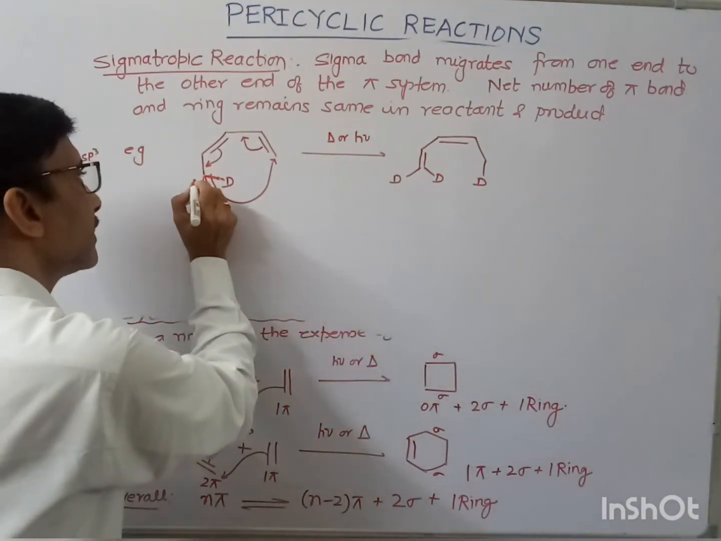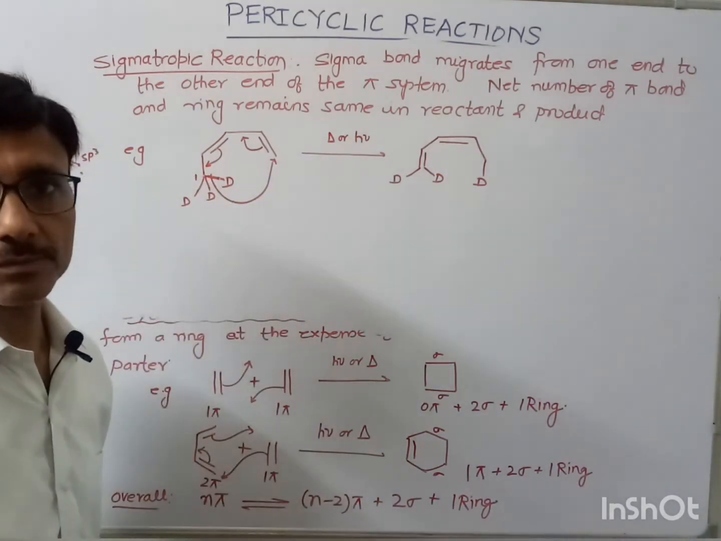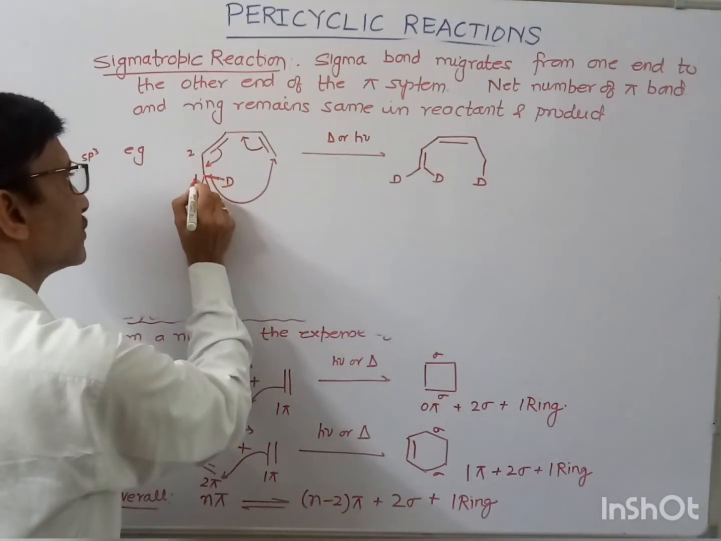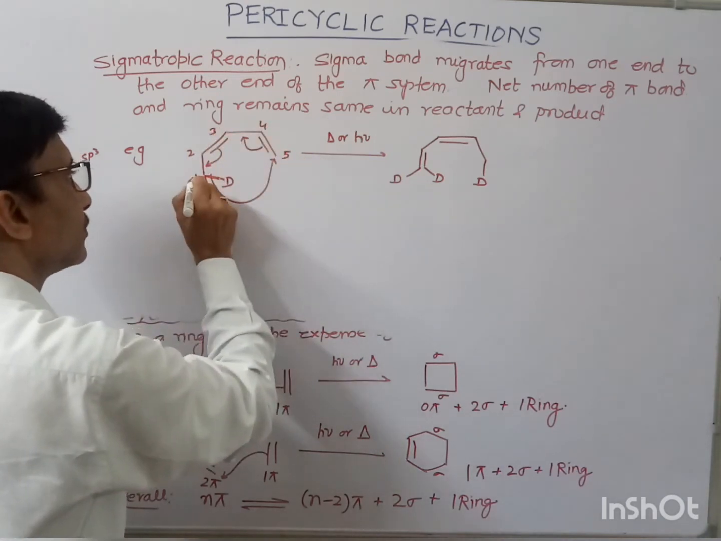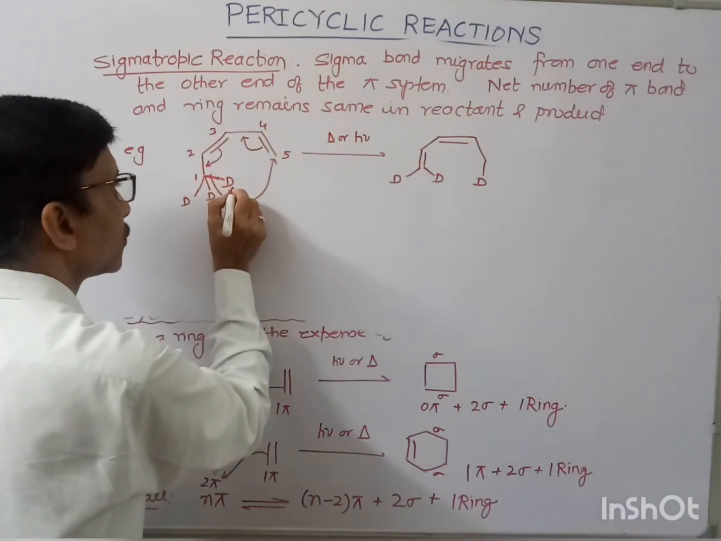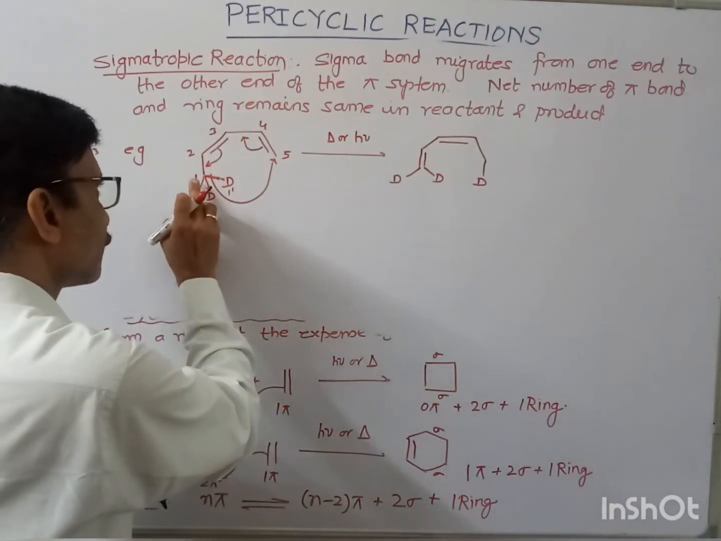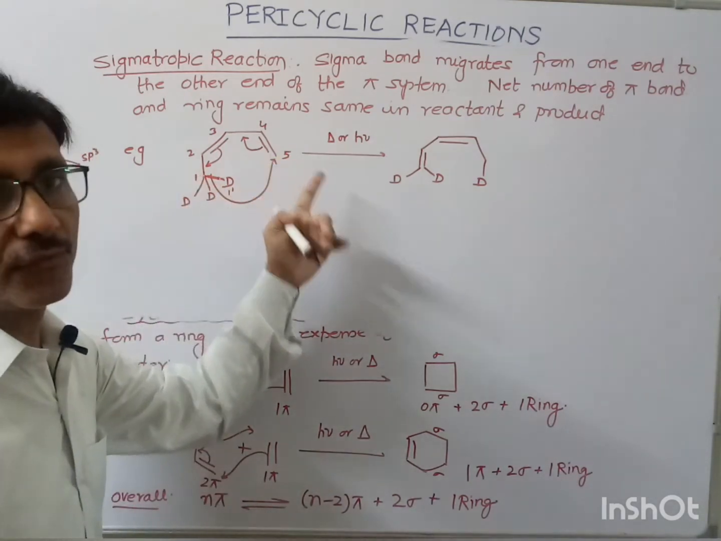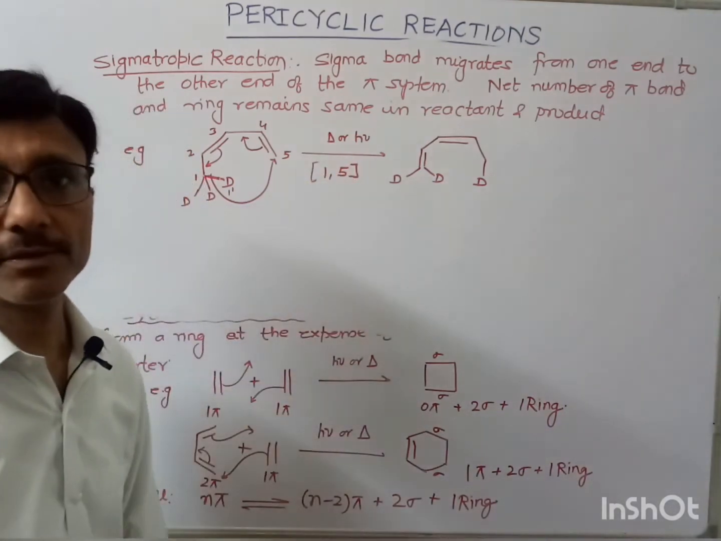In such a reaction, the allylic carbon is given number 1. From here we will start numbering 1, 2, 3, 4, 5. So number 1 carbon, number 2 carbon, 3, 4. And this may also be given 1 dash, the deuterium which will migrate. So the sigma bond is migrating from the 1st carbon to the 5th carbon. That's why it is named a 1,5 sigmatropic reaction.